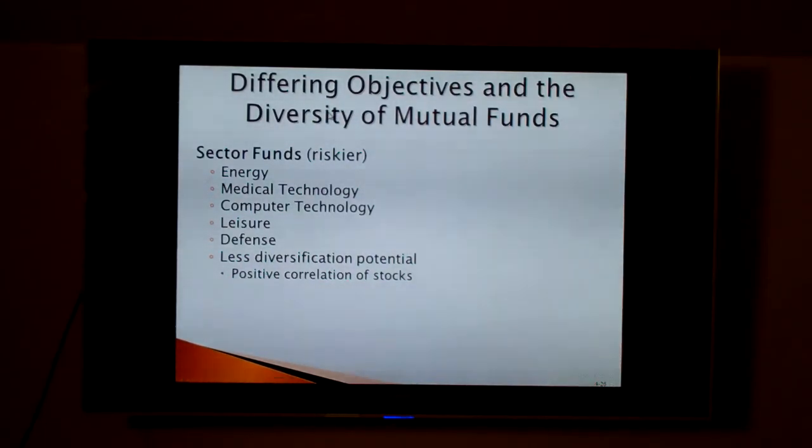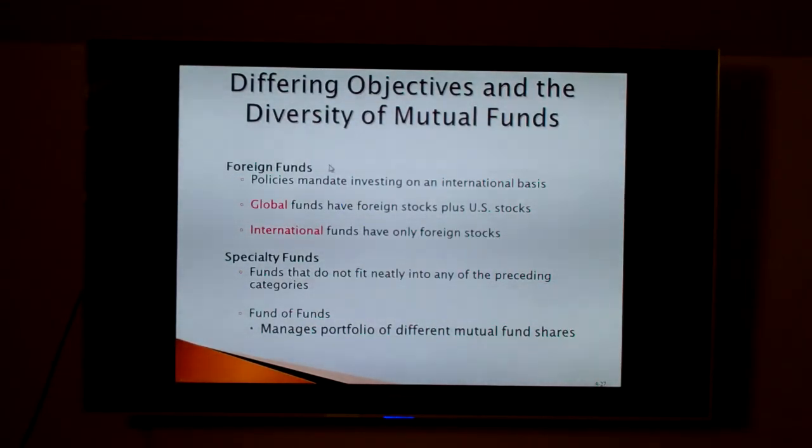Bonds, just like stocks, have different sectors you can invest in. Okay? Also, there's foreign funds. There's global, international, specialty. You can buy a water fund that only invests in water companies. Why would you do that? Maybe you believe that there's going to be an explosion of bottled water consumption in Eastern Europe, which there has been over the last decade. Okay.